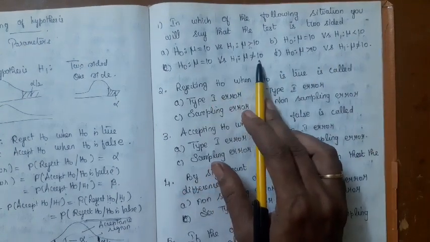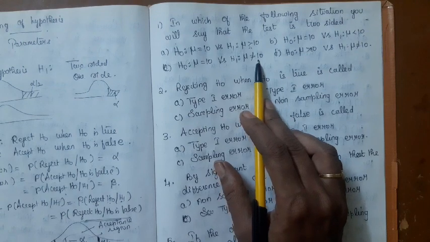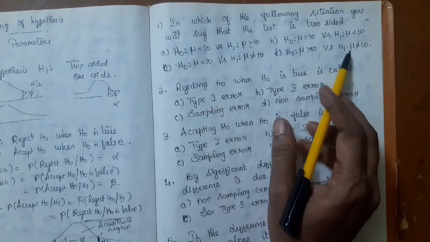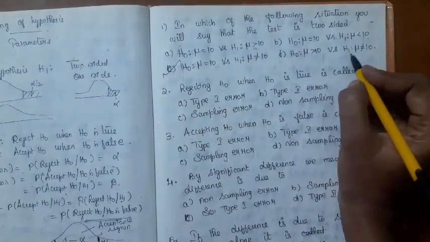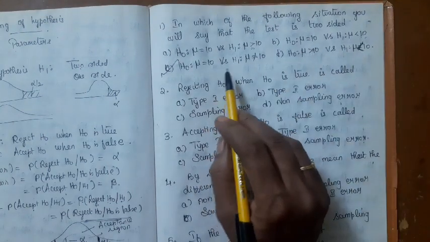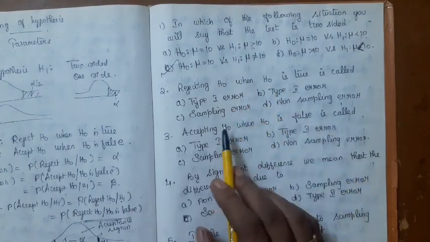Here, not equal to means both the sides. And here again it is both the sides, two-sided. So C and D are the right options. Let us change this option to less than. Right, so the alternative is two-sided in the third case.